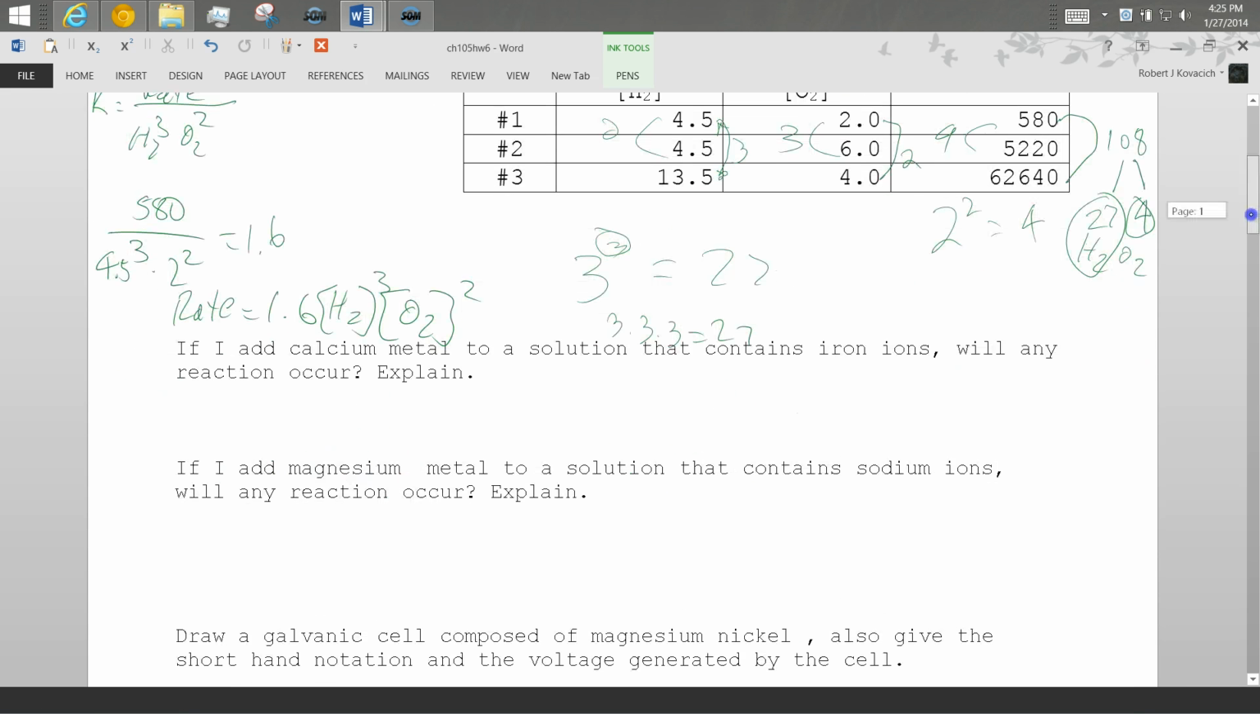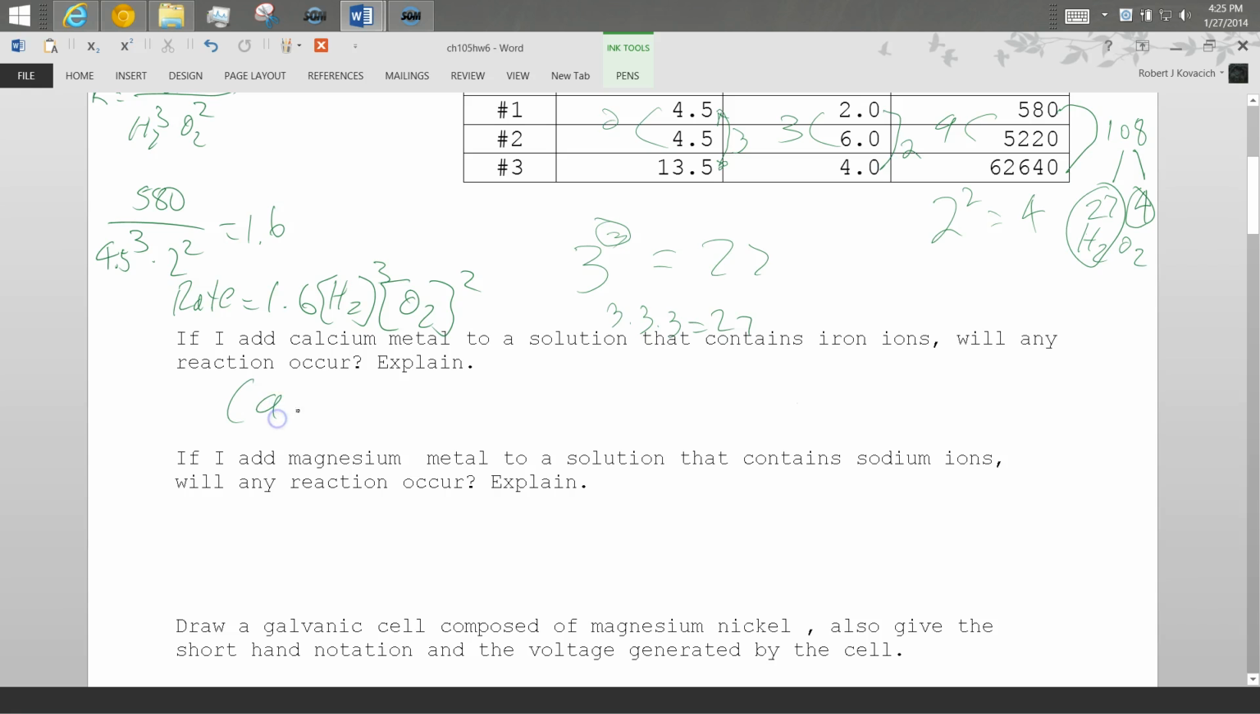And number 2, if I add calcium metal, Ca solid, to a solution that contains iron ions, will a reaction occur? The answer is yes, because calcium is higher on the list. So calcium would want to give electrons to iron if it could. So can it? Yes, calcium has its electrons and iron is missing electrons, so calcium could give electrons to iron, and it would. There would definitely be a transfer of electrons from the calcium atom to the iron ion, and you would end up with calcium ions and iron metal.